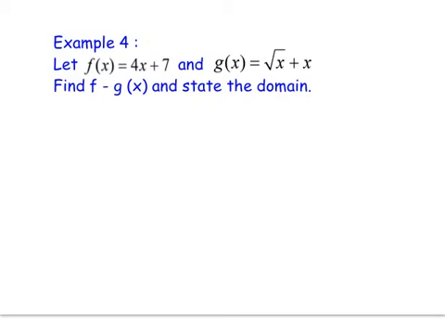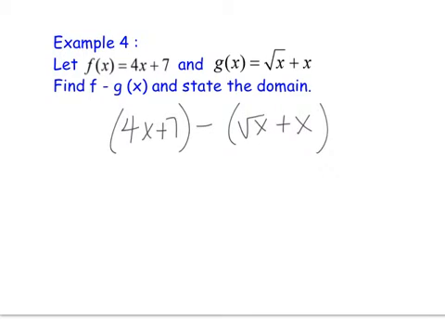So, first, write both functions in parentheses with subtraction in between. So this is what I mean when I say write both functions in parentheses with subtraction in between. Because a minus can really be distributed into the second binomial here only, just into the second function. So now I'm going to rewrite this without parentheses as 4x plus 7 minus the square root of x minus x. And now that I have distributed the negative, I'm going to look for like terms.